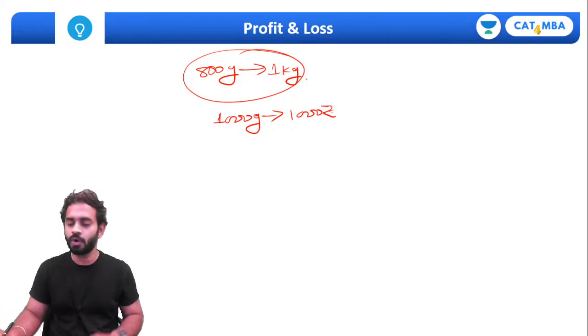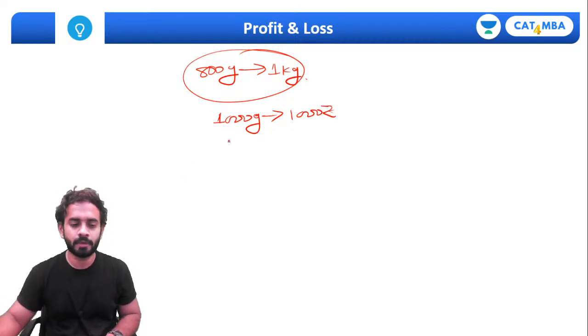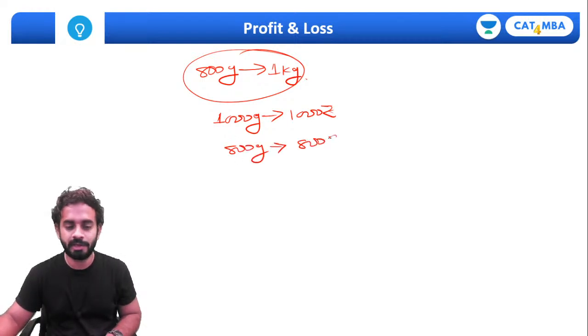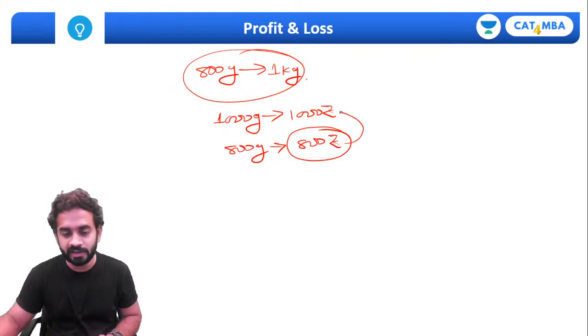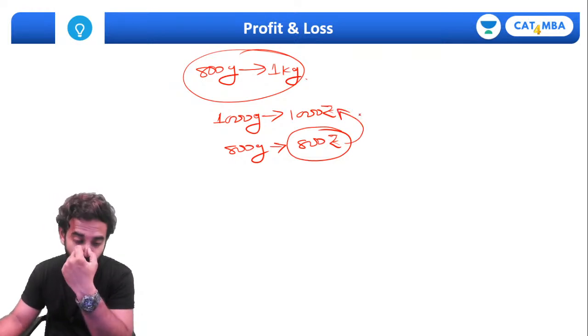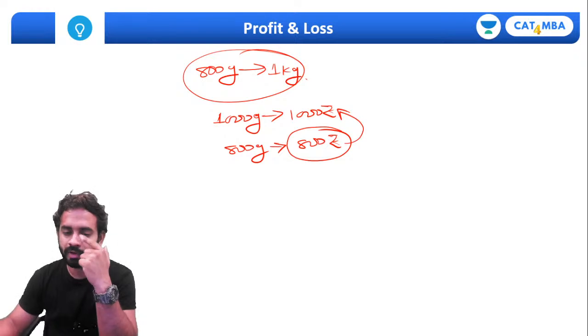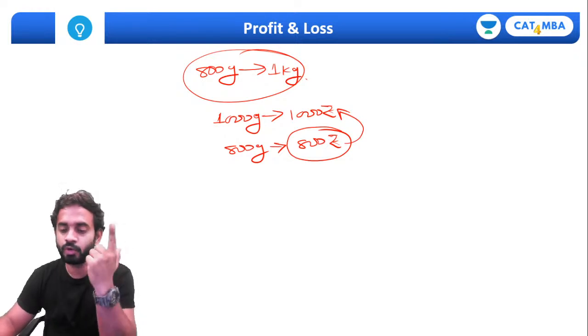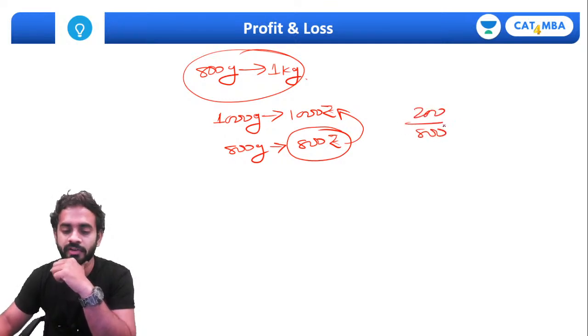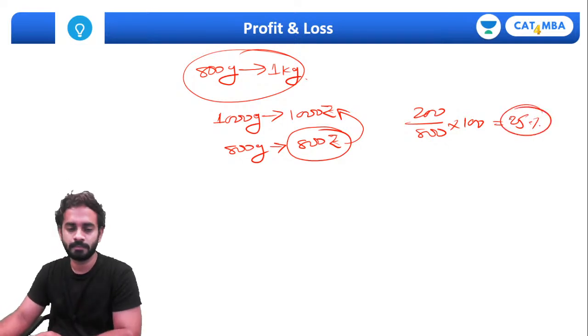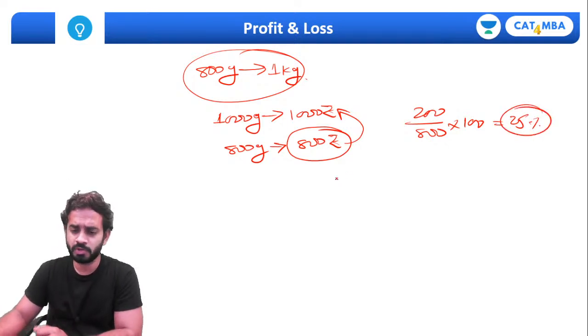For shopkeeper, the cost price of 1000 grams is 1000 rupees. Then what will be the cost price of 800 grams? It will be 800 rupees. Okay, it means that the shopkeeper, his cost price is 800, but he is selling that 800 grams in 1000 rupees. Then what will be the profit percentage? Now how can you find the profit percentage? Simple. We know that on 800 he has 200 rupees profit. So 200 upon 800 multiplied by 100, and this comes out to be 25% profit. Okay, I hope you understood this.